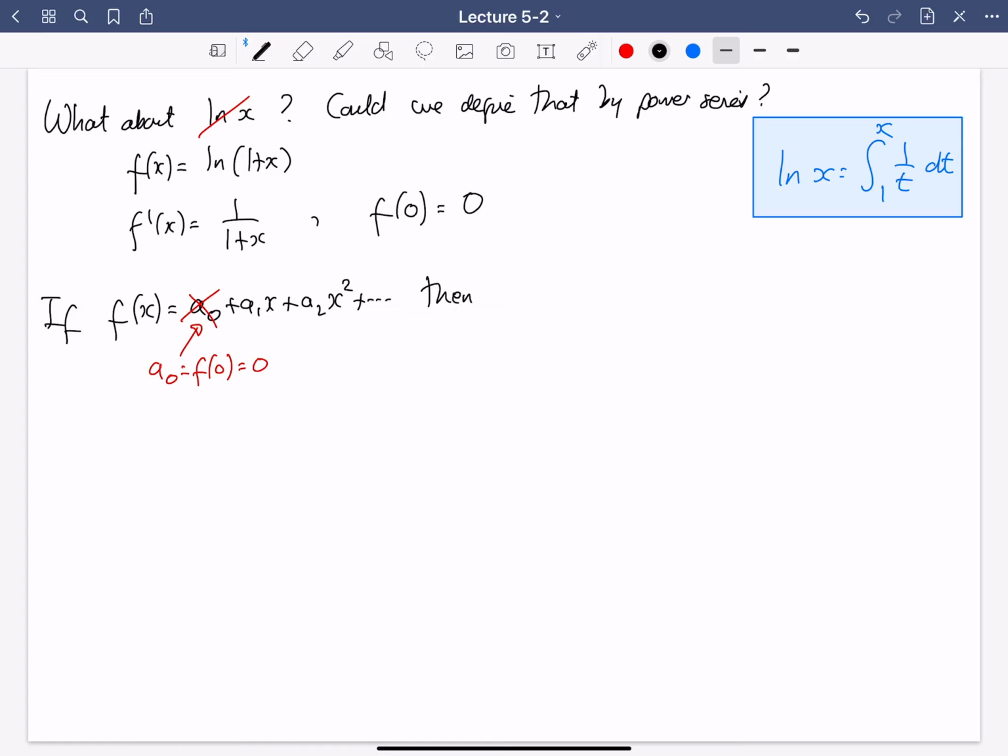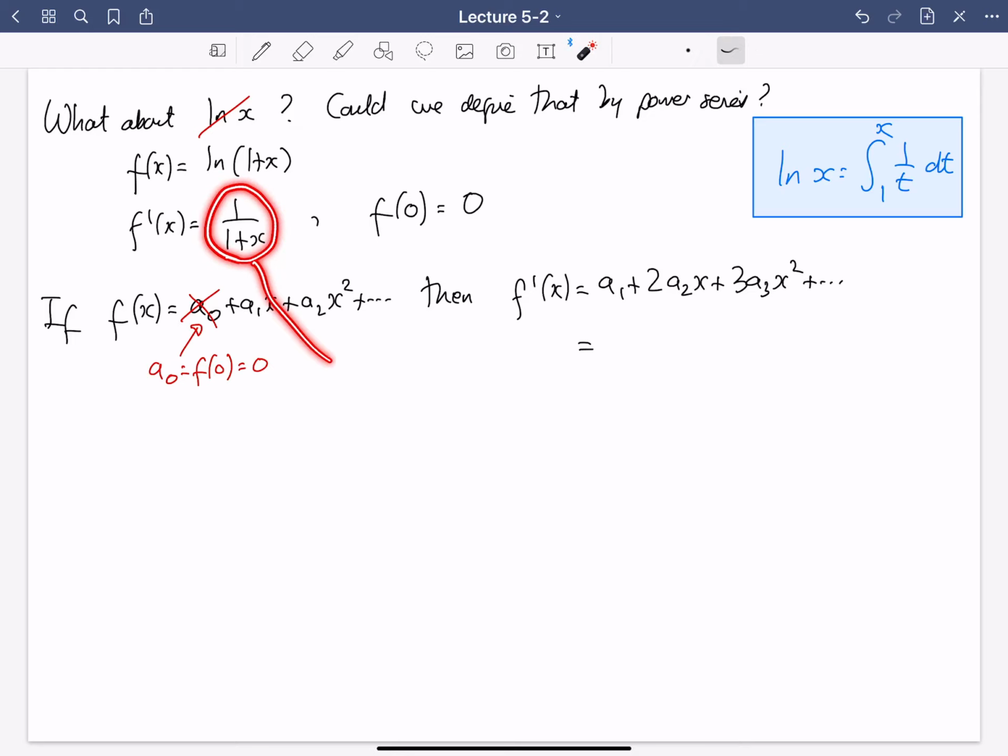So if it was given by a power series, then what would the derivative be? Well, the derivative would be a1 plus 2a2x plus 3a3x squared, and so on. But the derivative is 1 over 1 plus x. And we know what 1 over 1 plus x looks like as a series because it's a geometric series.